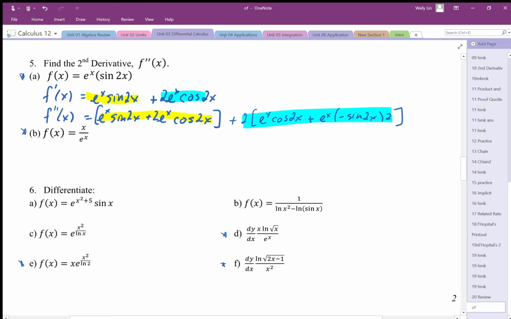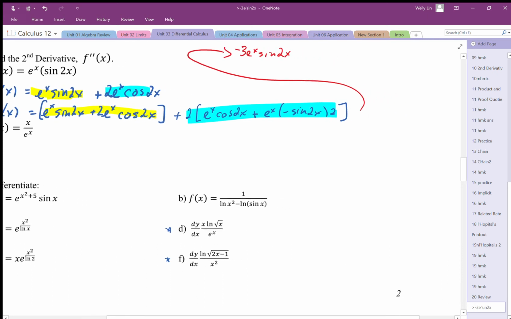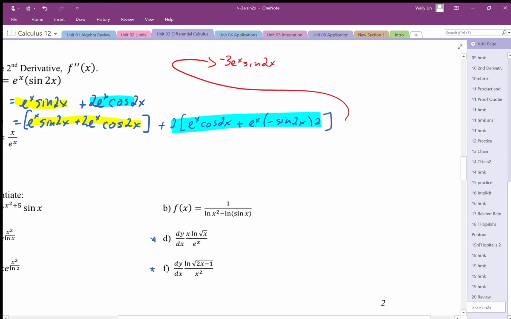There are some like terms here we should probably cancel out. For example, there looks to be negative 4 e to the x sine 2x, and there's 1 e to the x sine 2x. So when I simplify, I'm going to end up with negative 3 e to the x sine 2x. Okay, so that's my sine 2x terms. Here I'm going to have 2 e to the x cos 2x. It looks like I got 2 of those, or 4 of those, so it's going to be plus 4 e to the x cos 2x.